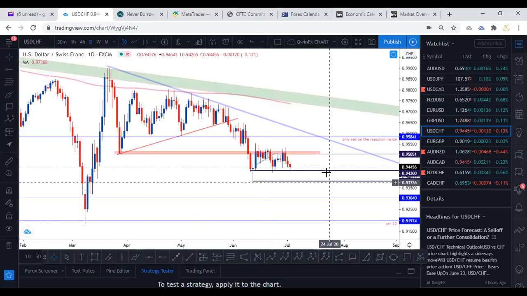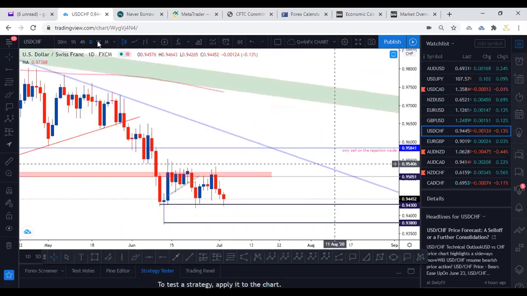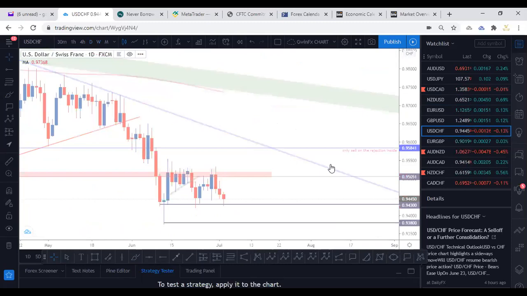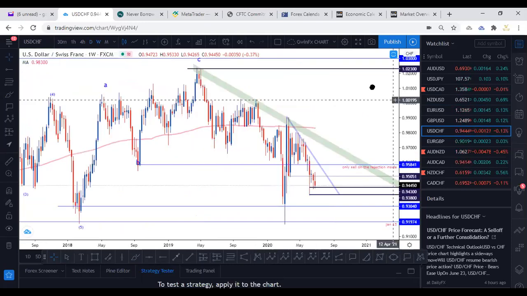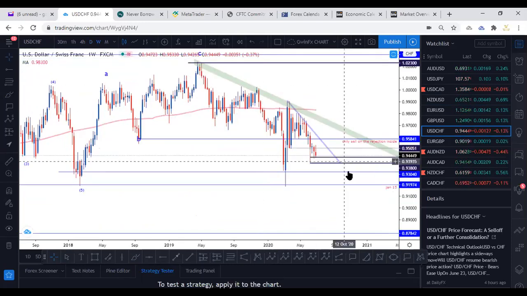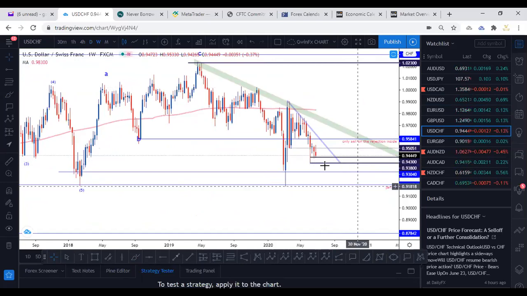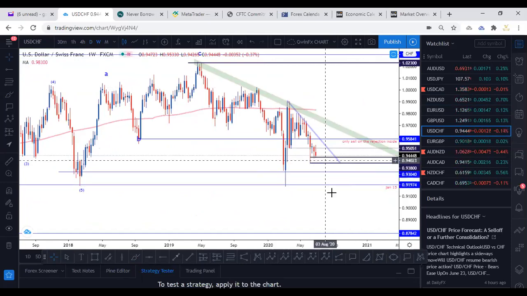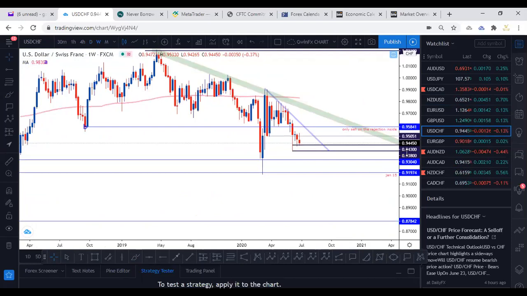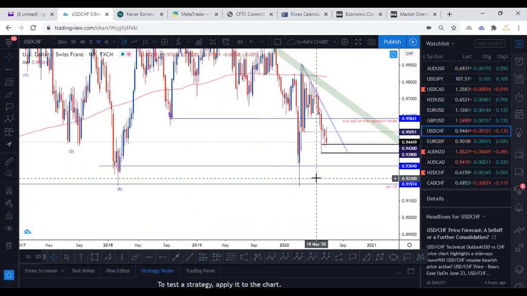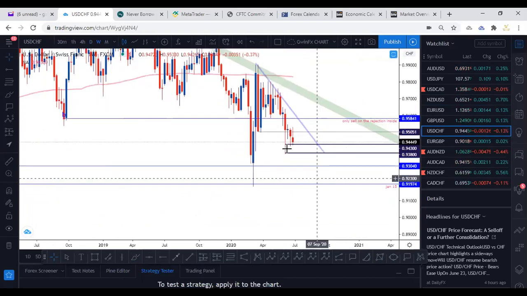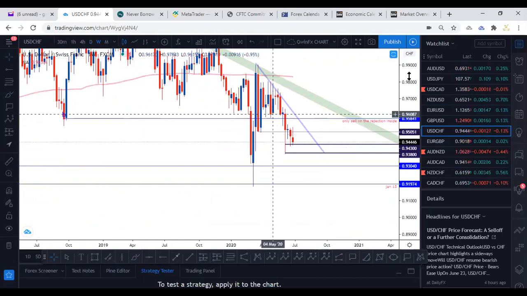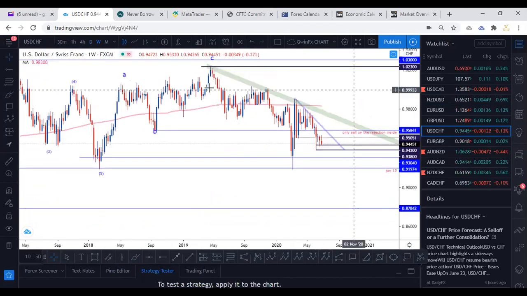USDCHF, global trend down. Global trend down, 1, 2. So it's still not complete. I still expect one more drop down, but probably after a big retracement. One more leg down after this big retracement. It's still possible.